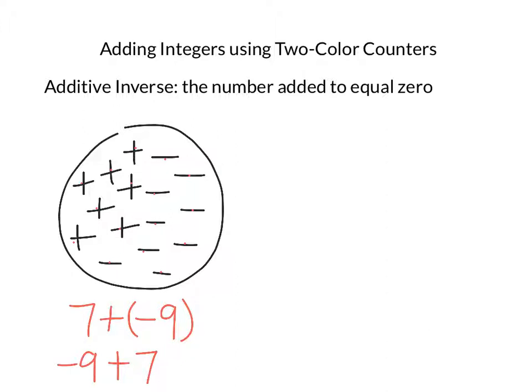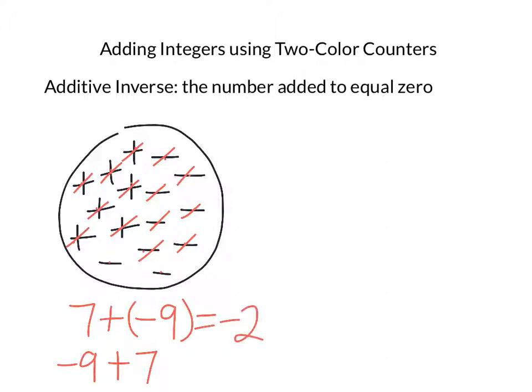Well, now, just like with atoms, for every proton and electron that match up, those are a zero charge. So one way I can do this is just to mark off one positive and one negative. A positive and a negative. A positive and a negative. A positive and a negative. A positive and a negative. Another positive and a negative. And a last positive and a negative. Which leaves me with two negatives, and that's my answer.